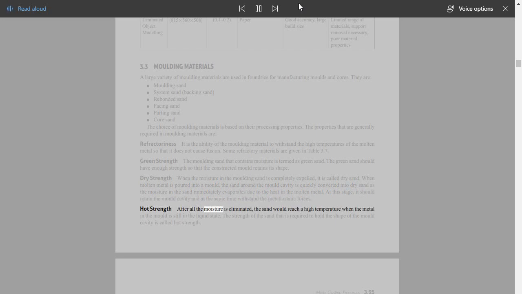Hot strength. After all the moisture is eliminated, the sand would reach a high temperature when the metal in the mold is still in the liquid state. The strength of the sand that is required to hold the shape of the mold cavity is called hot strength.